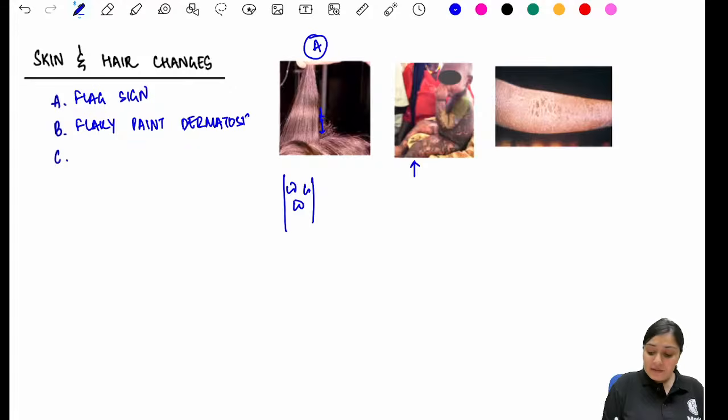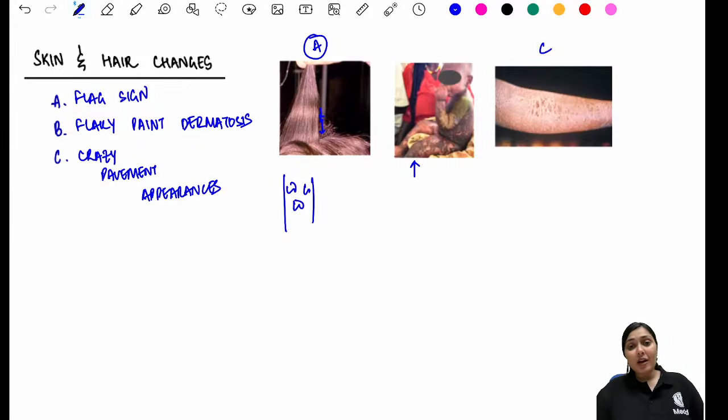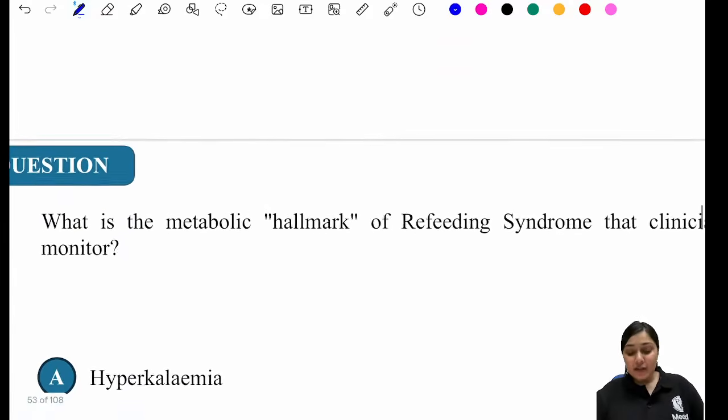And lastly, we have C, where again you see a pattern. This is known as crazy pavement appearance. So all of these are skin and hair changes that you see in Kwashiorkor and Marasmus children, more seen in Kwashiorkor babies. With that, now let's move to the next question.